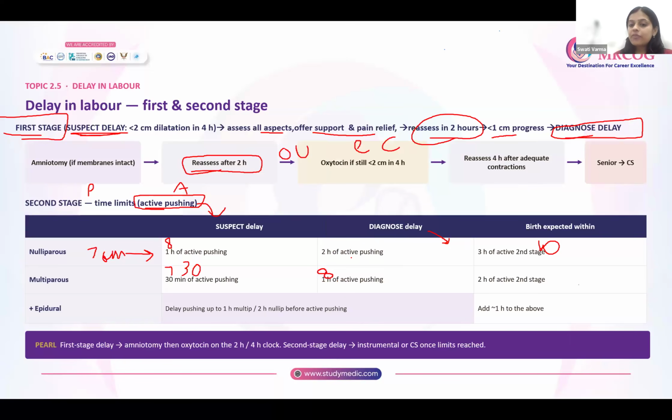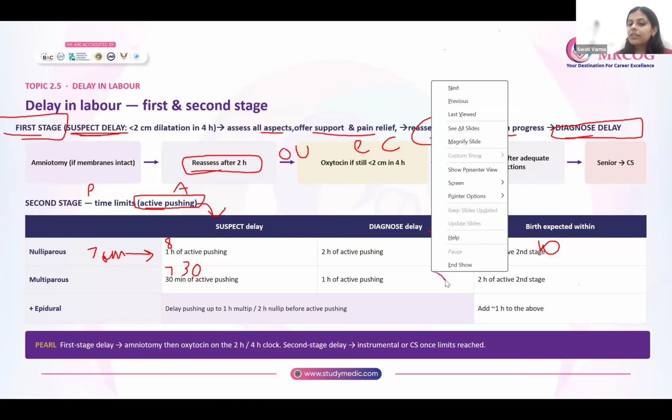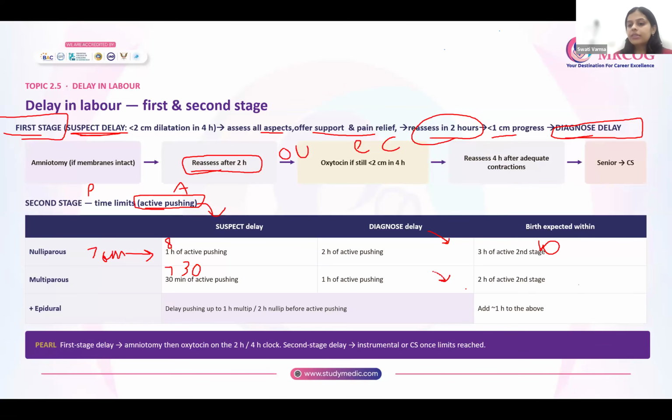Here you diagnose delay after 2 hours of active pushing in nulliparous. In multiparous, you diagnose delay after 1 hour of active pushing. And this is the time when you decide about operative delivery, means either instrumental or cesarean. And within 2 hours of active second stage, that is by 9 a.m., the baby should be in your hands. That is within 2 hours of active pushing, the baby should be there with you. Birth is expected within 2 hours.